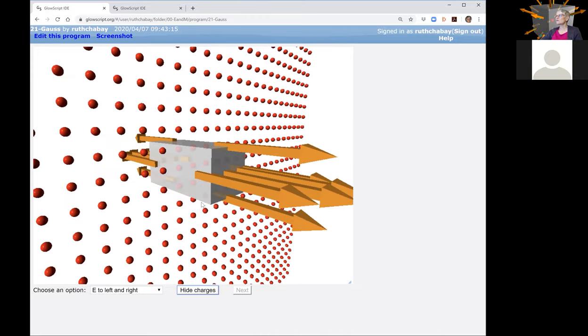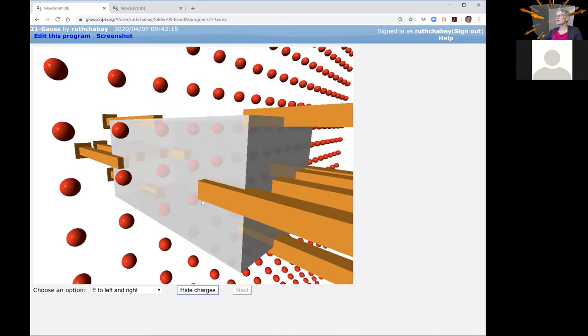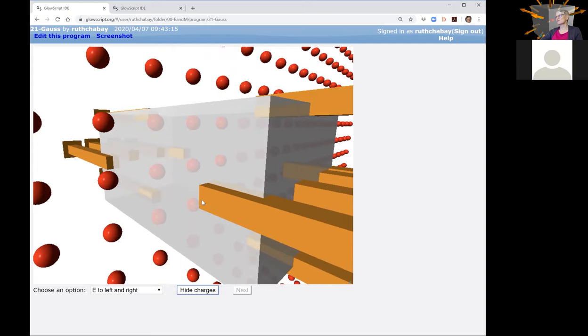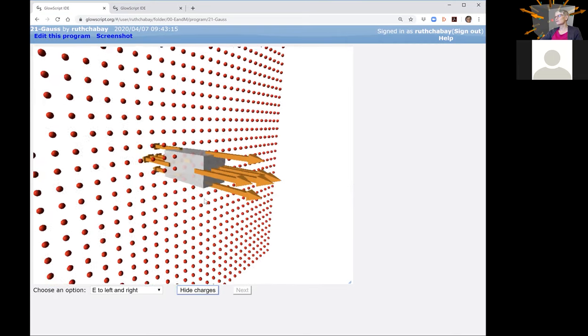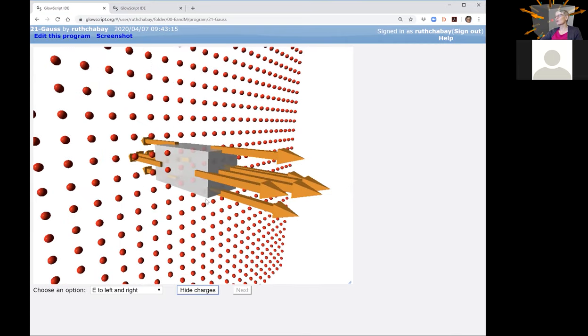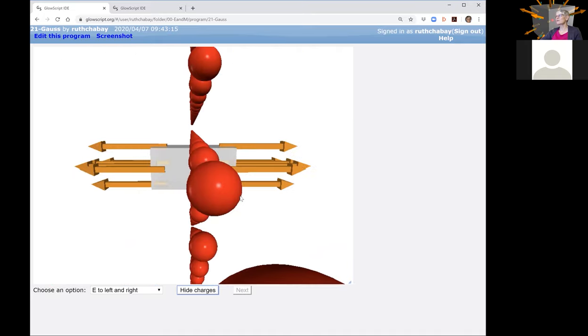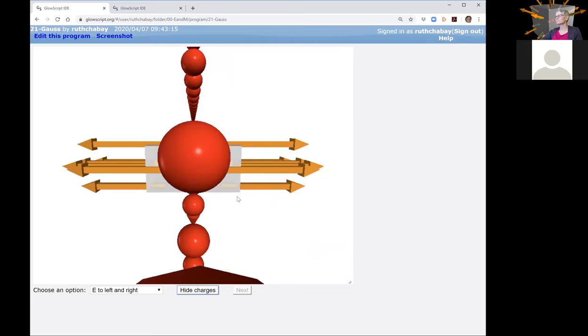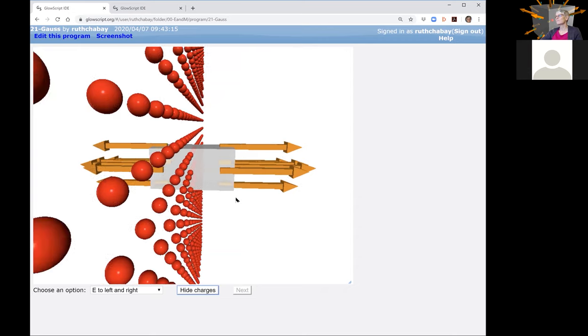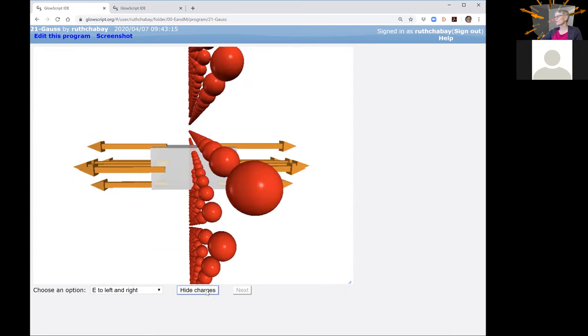But the key answer to our question is that inside the box, there is positive charge. Now it's only a piece of the plate, but that's okay. There's still positive charge inside the plate. So Paul's guess about a lot of positive charges was actually a pretty good one. So does that make sense?